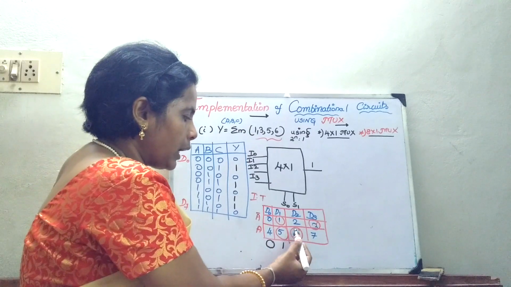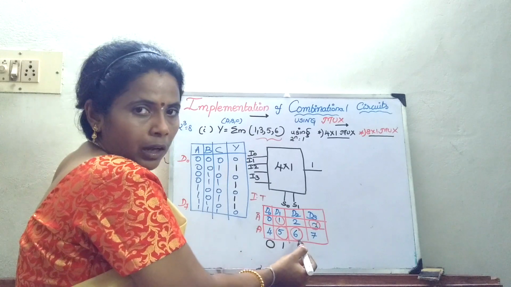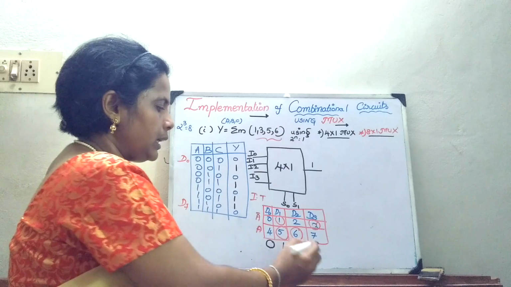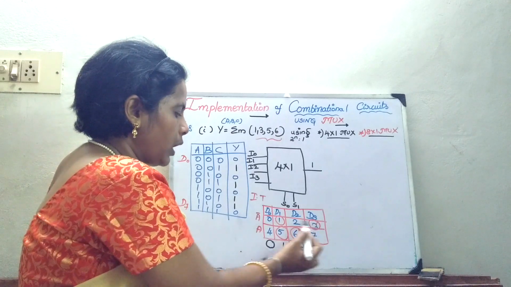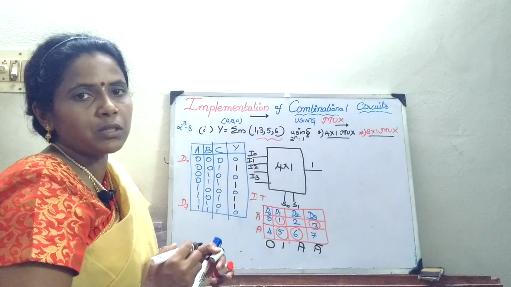If the rounded data appears only in the second column, correspondingly put A. Similarly, if it appears in the upper column, put A bar. That's all. This finishes the concept.